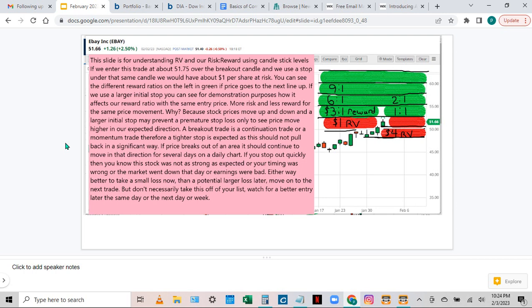It's a little bit different look than what a traditional investor would look at. If you lower your stop loss, as you see on the right, if you take a bigger risk, it kind of hurts your risk to reward ratio. That's all I'm showing there.